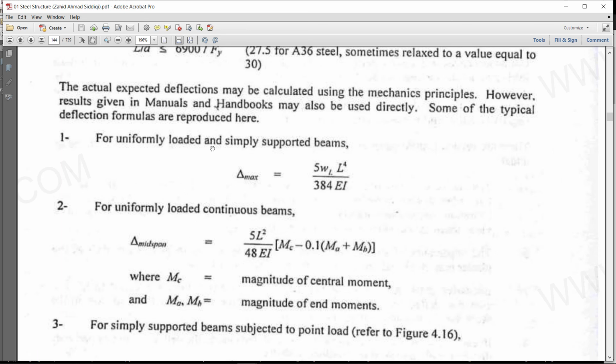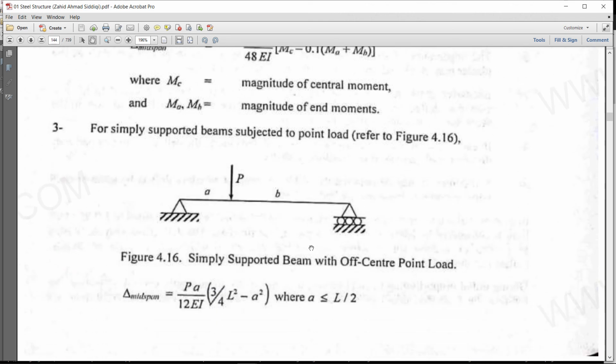For uniformly loaded, simply supported beams, the deflection is 5 W L to the fourth over 384 EI, where W is the live load, when we have a simply supported beam with UDL. The second case is a uniformly loaded continuous beam, where at mid-span we get the maximum deflection; that formula is here. And for a simply supported beam subjected to a point load at any distance, with distances a and b, you can get the deflection and then compare it with the allowable.